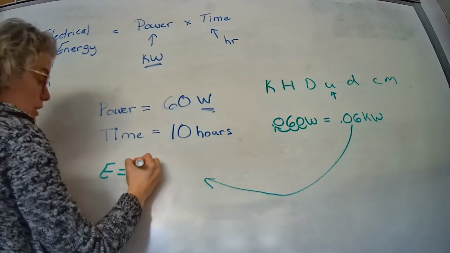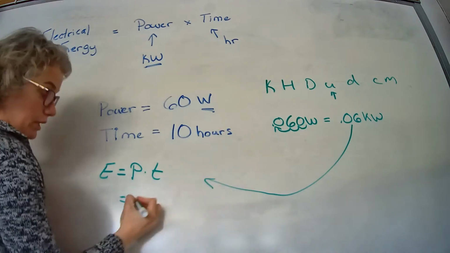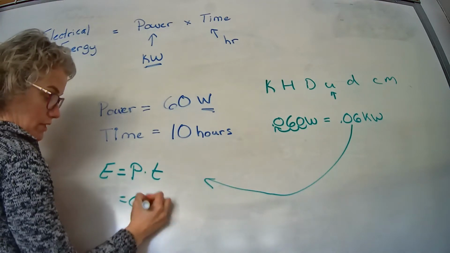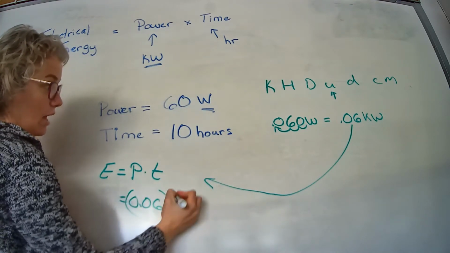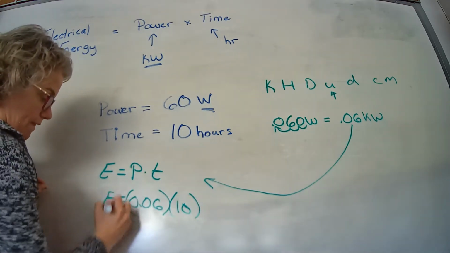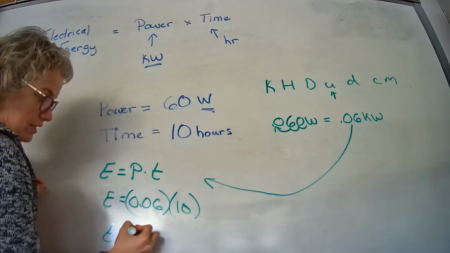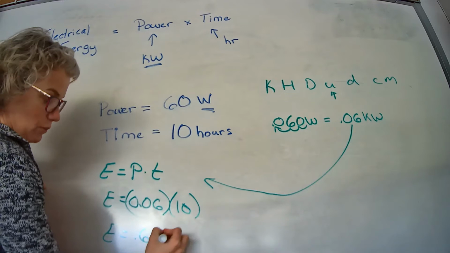Electrical energy equals power times time, and the power I'm going to plug in is 0.06, times 10 hours. So that means my electrical energy is 0.6 kilowatt hours.